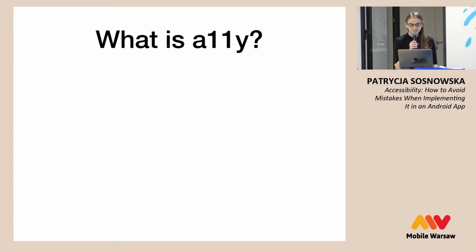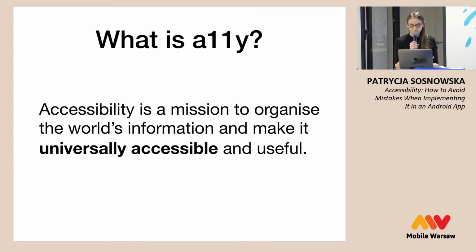Let's begin with the general definition of accessibility. It is a mission to organize the world's information and make it universally accessible and useful. In other words, accessibility is about making products and the real world more accessible. You can see that I put "universally accessible" in bold because it is crucial for the definition, which you will see later on.